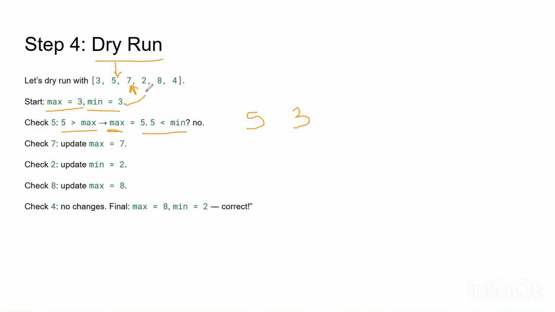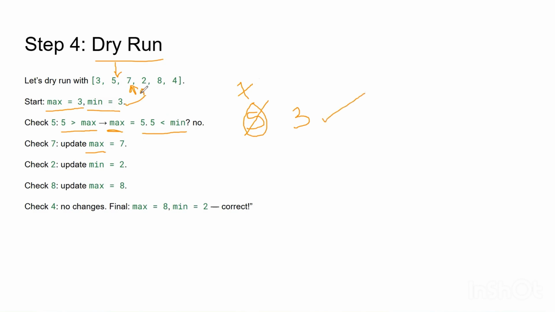Now 7 will be compared to the current maximum value. And what is the current maximum value? That is 5. So is 7 greater than 5? Yes, it is. So now the maximum value gets updated to 7. Now we see, is 7 less than 3? No, it is not. So still the minimum value is going to be 3 only. Likewise, we keep moving on.